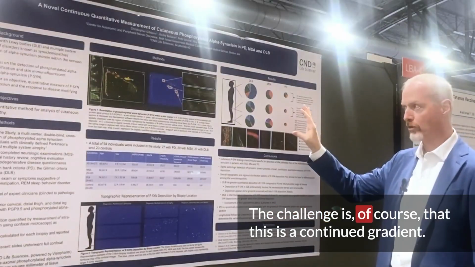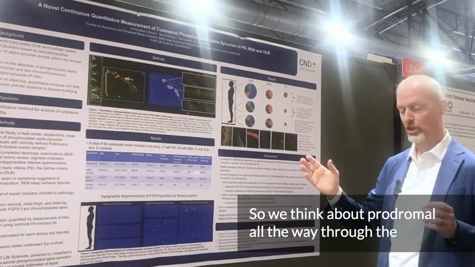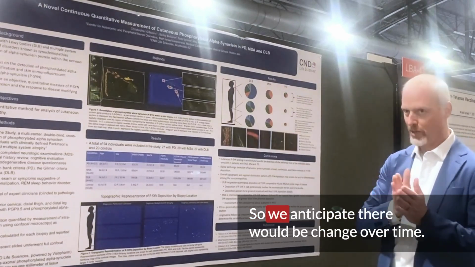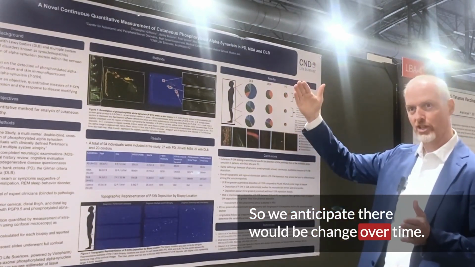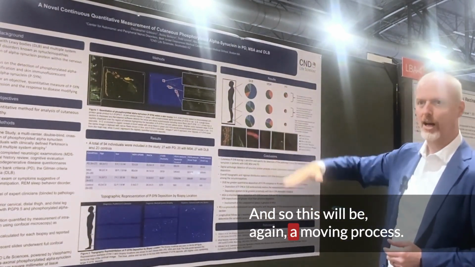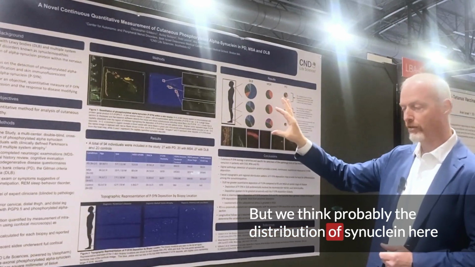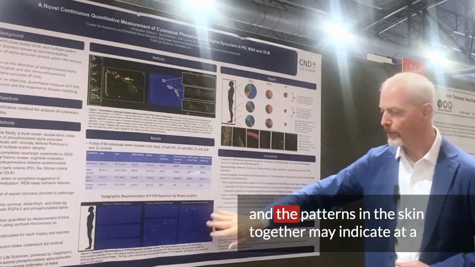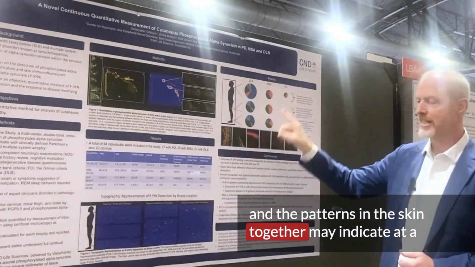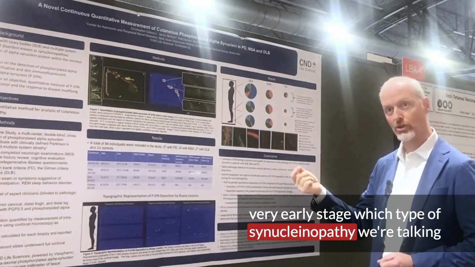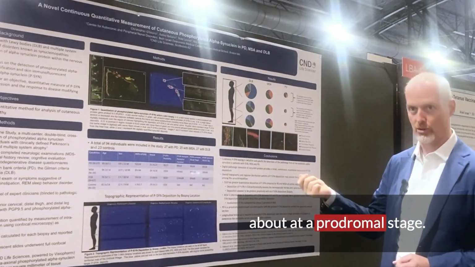The challenge, of course, is that this is a continuum, right? So we think about prodromal all the way through the late stage of disease. So we anticipate there would be change over time. And so this will be, again, a moving process. But we think probably the distribution of synuclein here and the patterns in the skin together may indicate at a very early stage which type of synucleinopathy we're talking about at a prodromal stage.